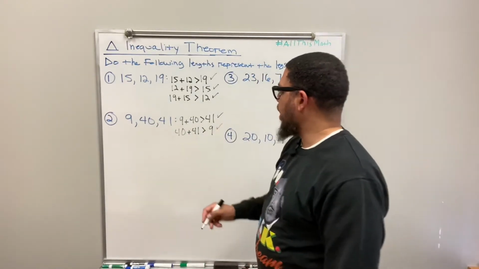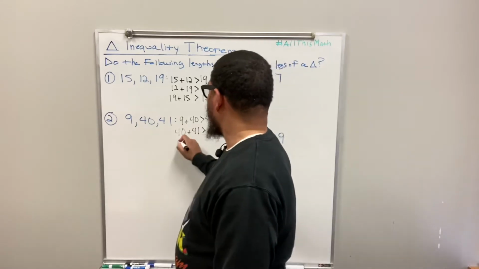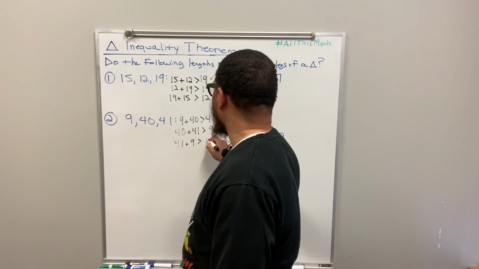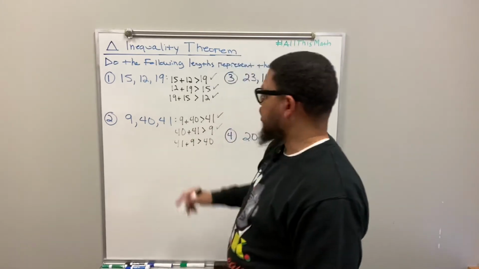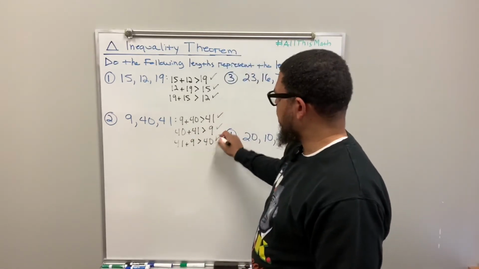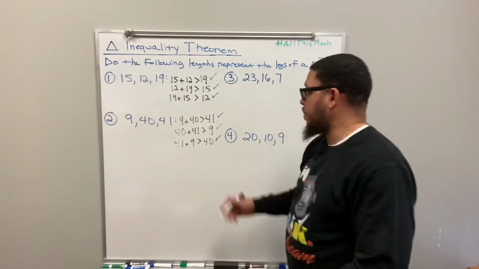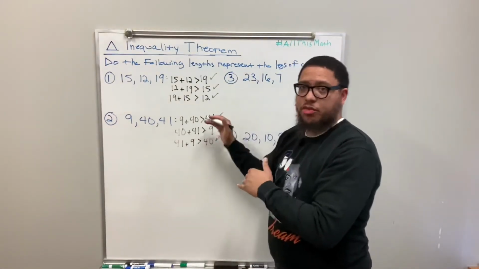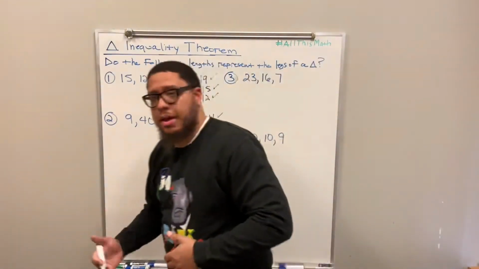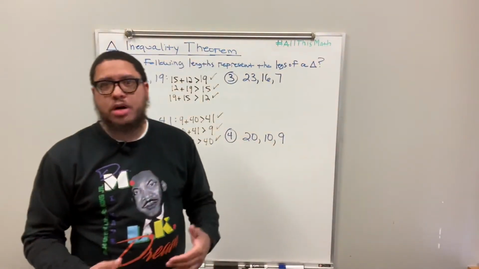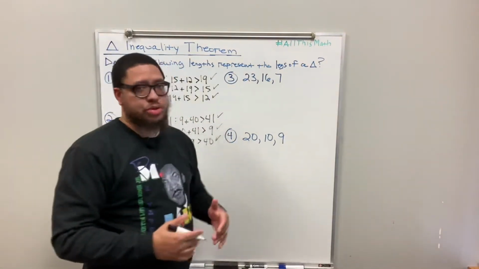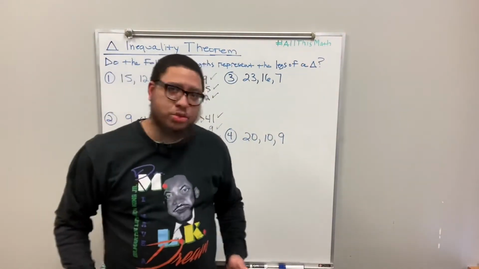All right. Now the third pair. Third pair, we got 41 plus 9. Is that greater than 40? Yes, it is. 50 is greater than 40. So if all three statements, all three inequalities, are true, then we in fact have an actual triangle, right? If any of the statements are not true, that means that we don't have an actual triangle.